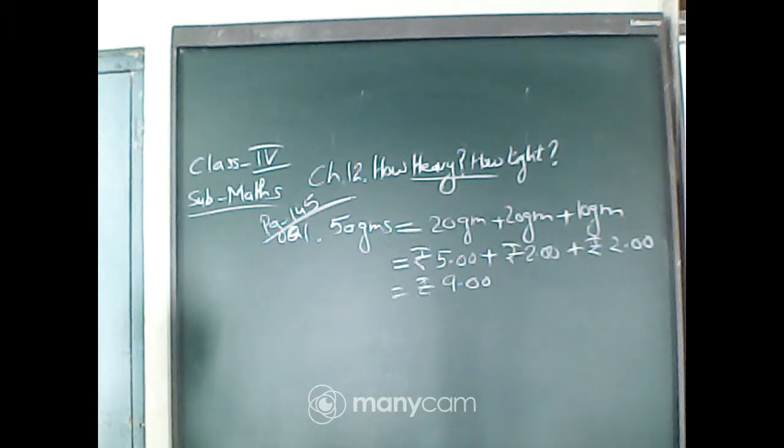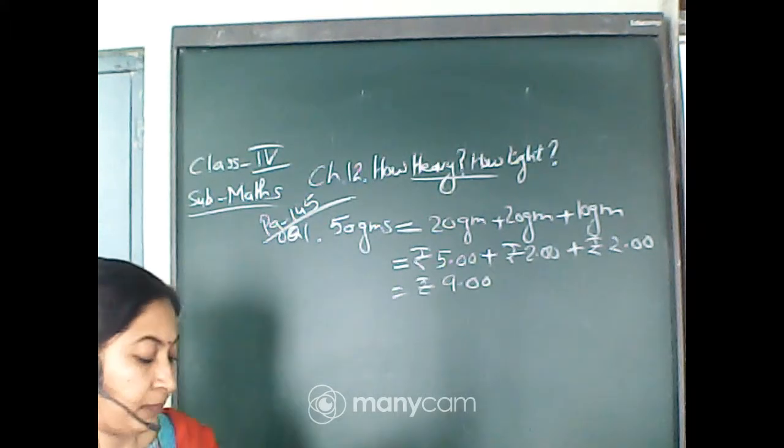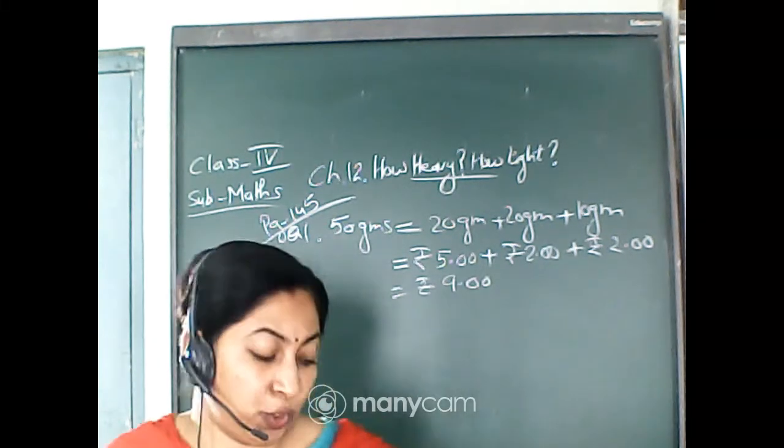Now next one. Akash wants to send a parcel of Math Magic textbook to his friend Rani in Chennai. The book weighs 200 gram. See the chart to find the cost of posting the book. Now see, for Math Magic book, it is to be parcelled.